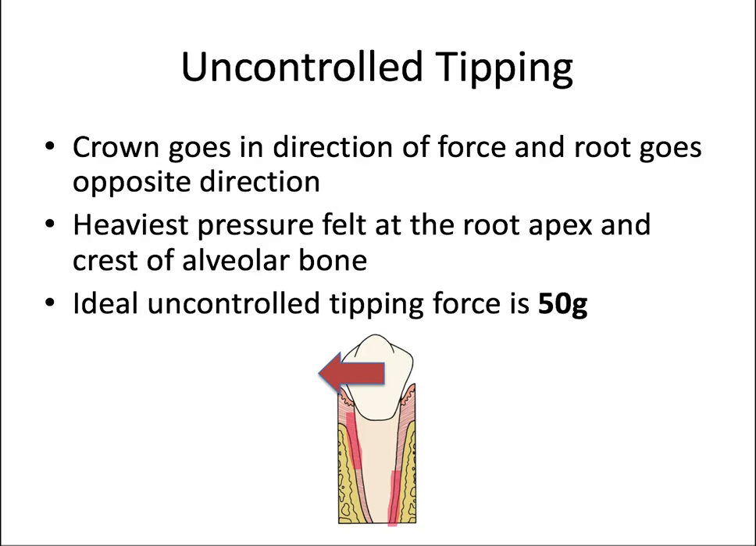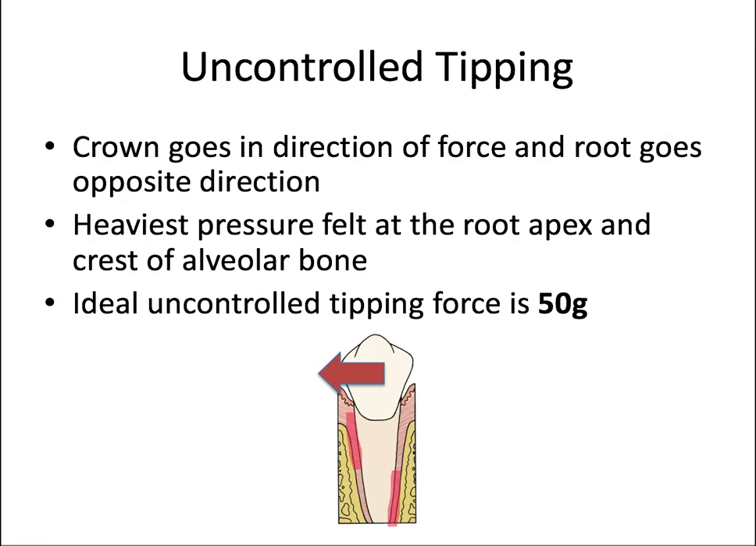So the heaviest pressure is felt at the root apex, opposite the side of where the force is pushing the tooth, and the crest of alveolar bone on the other side is also feeling the heaviest pressure. This is most commonly done in most of our tooth movement. If we're using a finger spring on an appliance, we're using brackets with round light wires. We'll talk more about specifics of all those things in the following video. But here we're just focusing more on the biological elements at play.